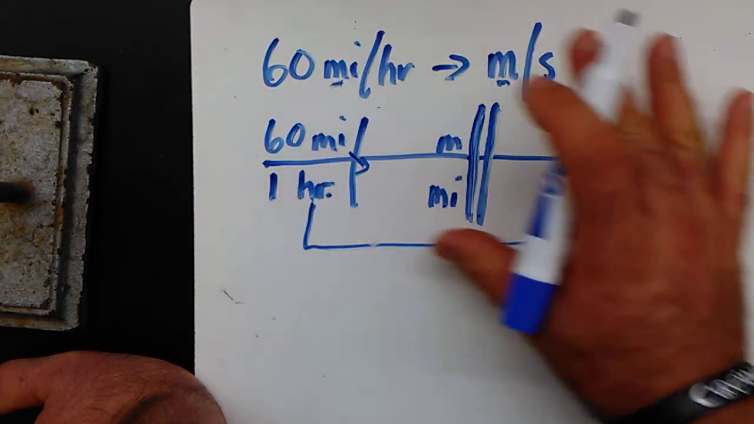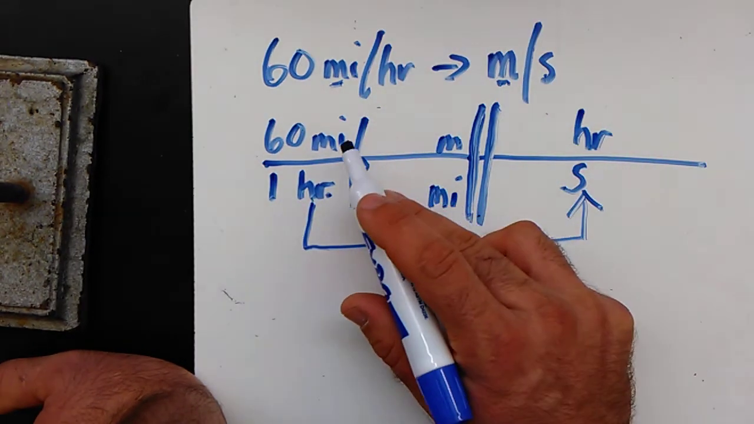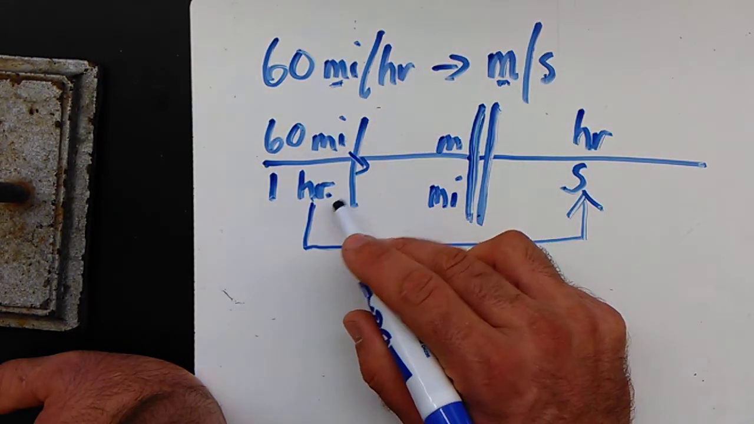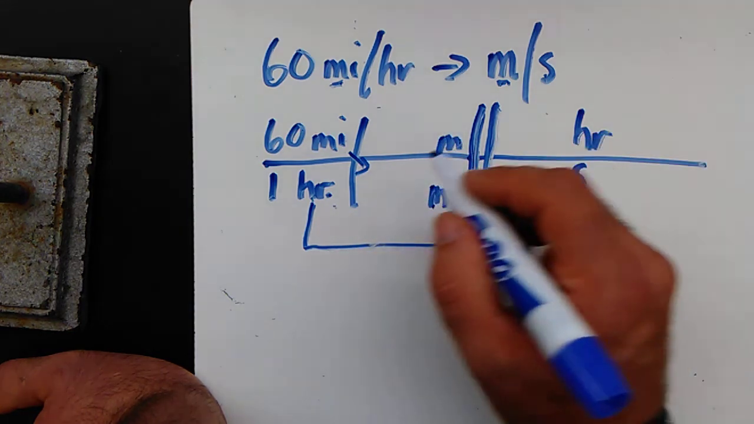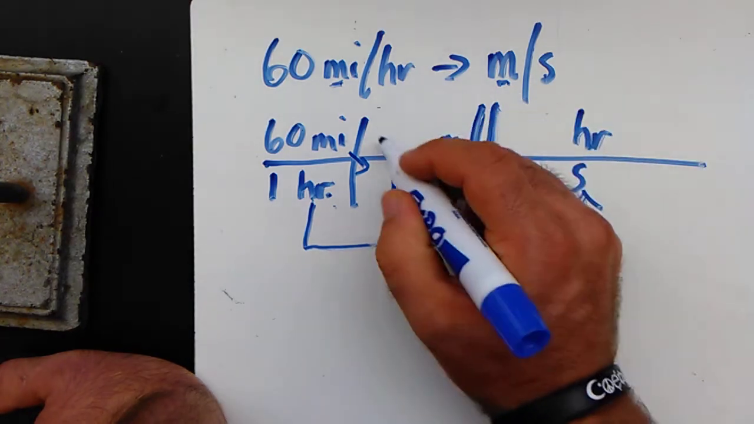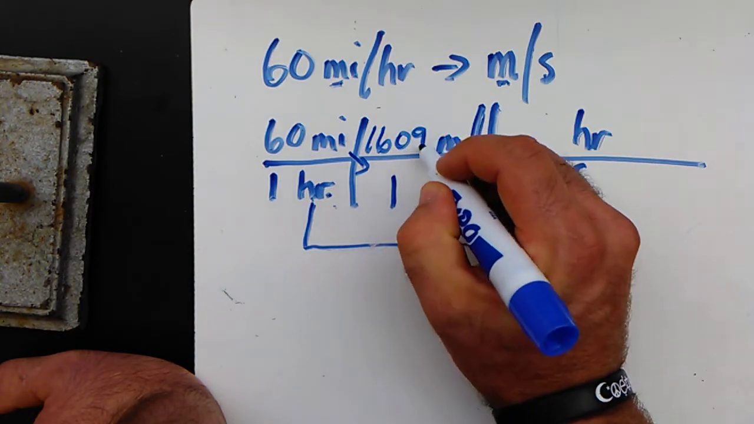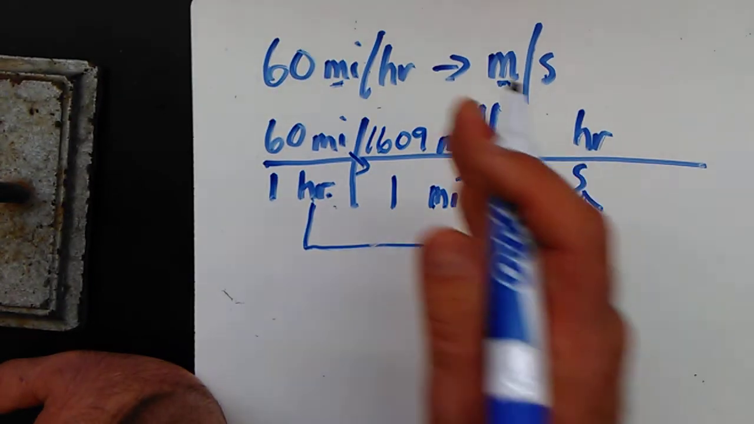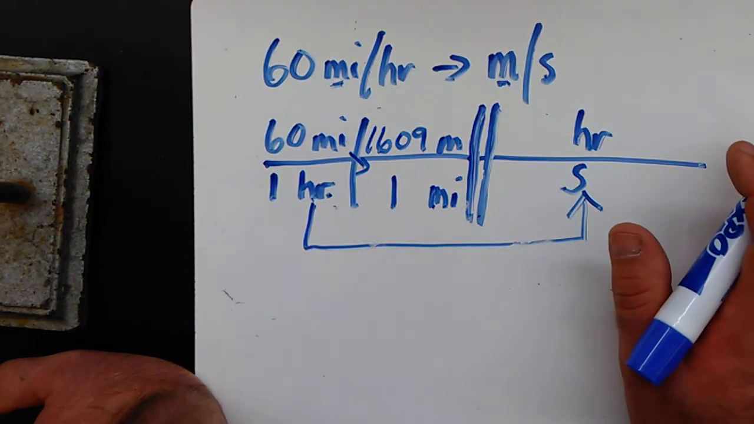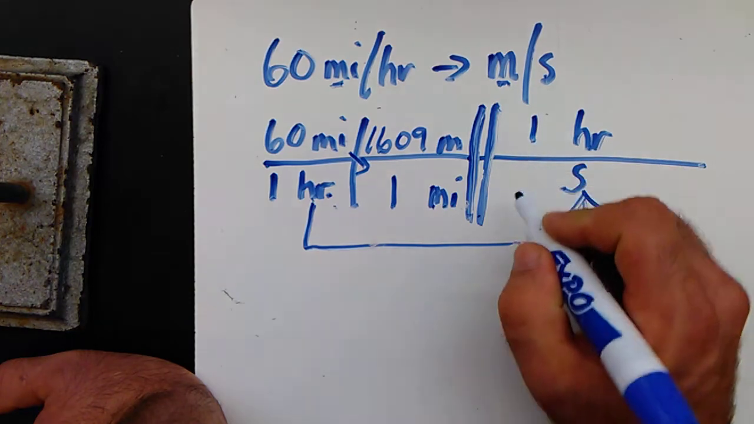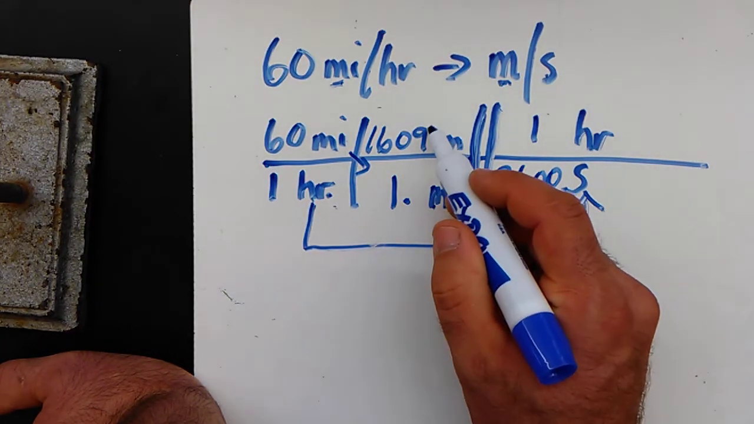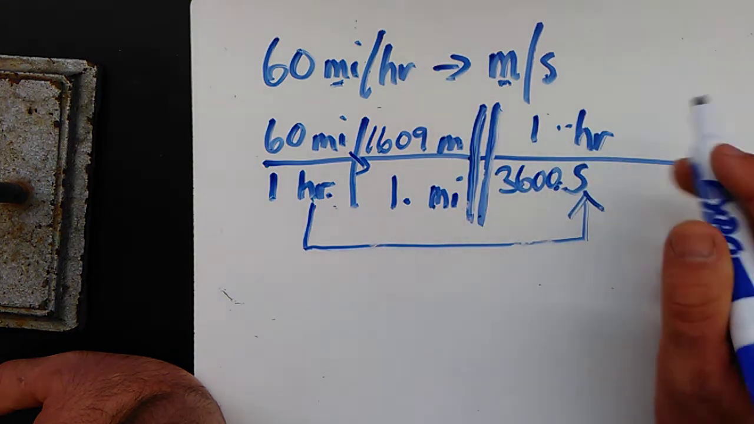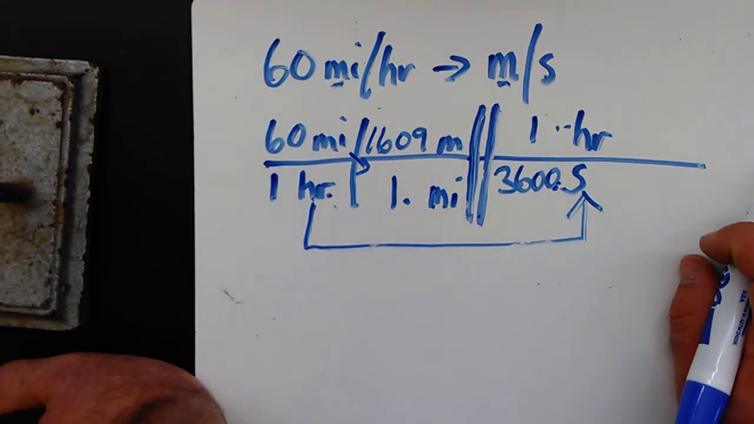So let's now look at what we've got to do here. 60 miles per hour. Let's figure out how many meters are in a mile. I know that 1 mile is 1,609 meters. That's just a conversion factor. I don't have to do any math yet. I know that 1 hour contains 3,600 seconds. So again, this divided by this is equal to 1. This divided by this is equal to 1. So all we're doing in essence is multiplying everything by 1.